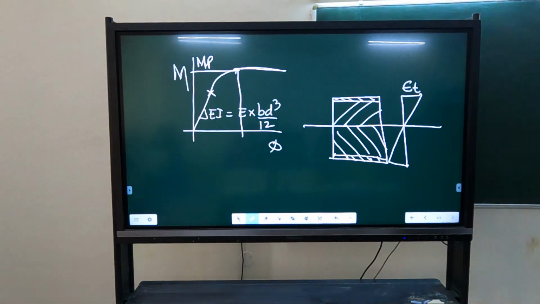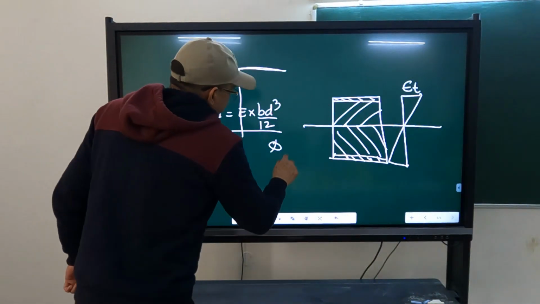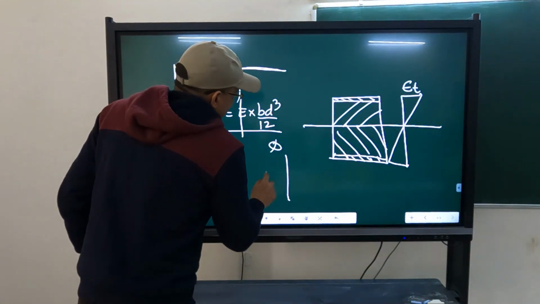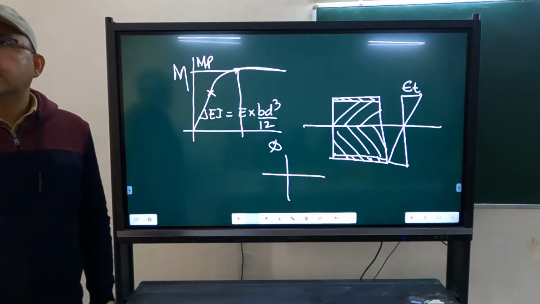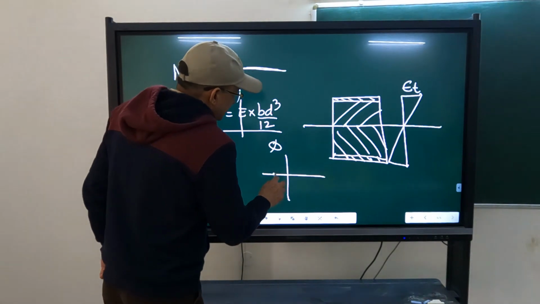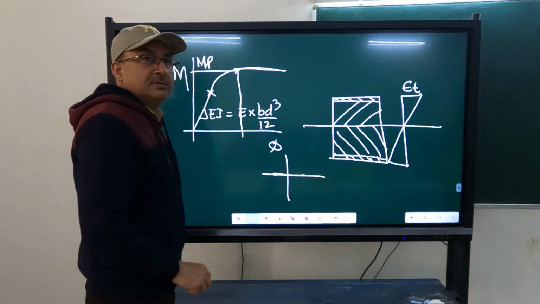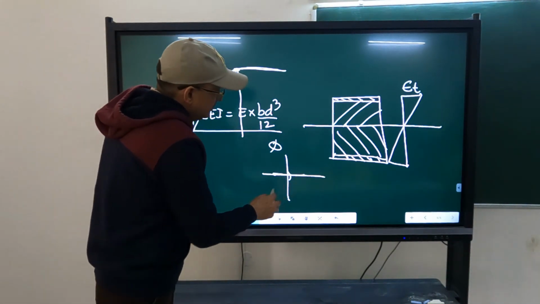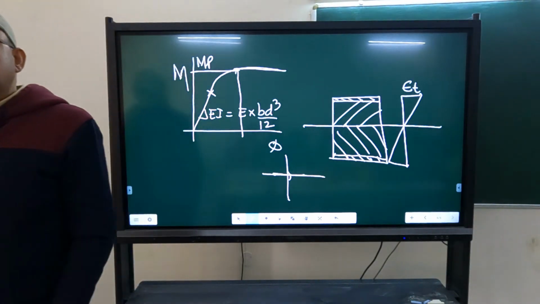Why will we require infinite curvature? Can you tell me now? The whole section has yielded. What does that mean? In that case, what will be the stress strain diagram when the whole section has yielded? This is, let us say, the neutral axis. Rectangular. Rectangular means what? This. So what is this angle then? What will be the curvature?